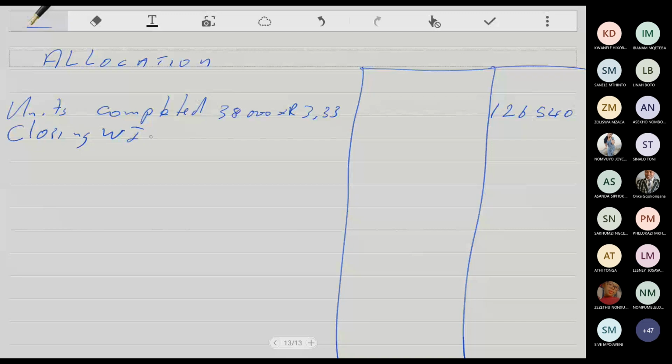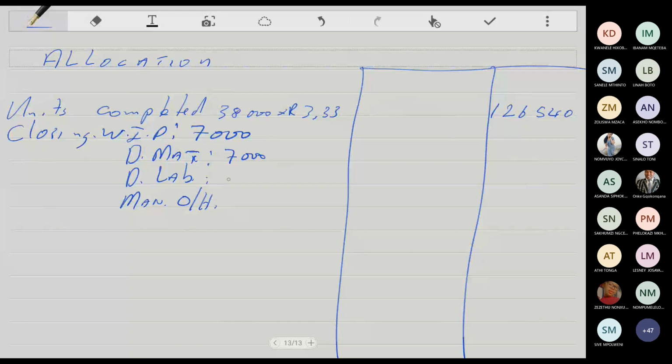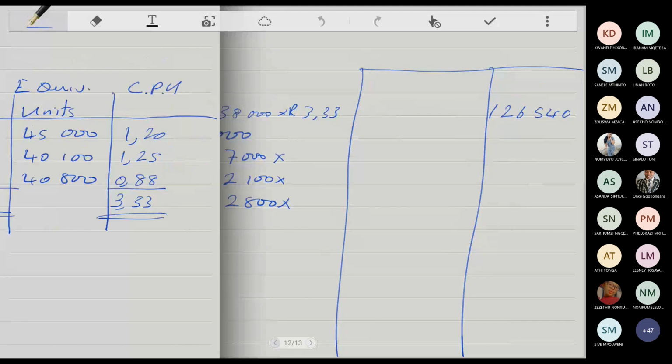However, we have to do a separate calculation here for direct material, because the percentage of completion is not the same for direct labor and your manufacturing overheads. In the direct material, when you check your quantity schedule, you'll see 7,000. And here it's going to be 2,100 and 2,800. Multiply then by the cost per unit from your cost statement, 120, 125, and 88 cents.